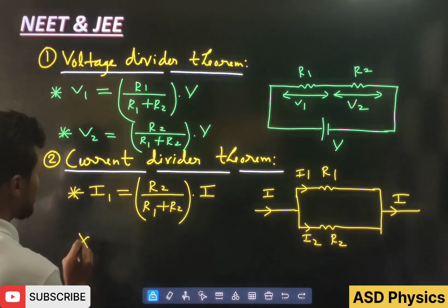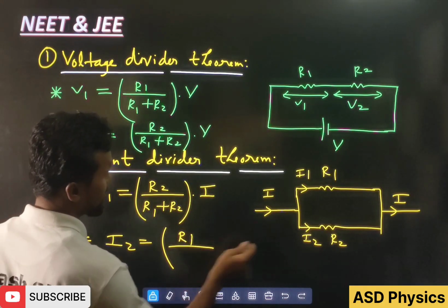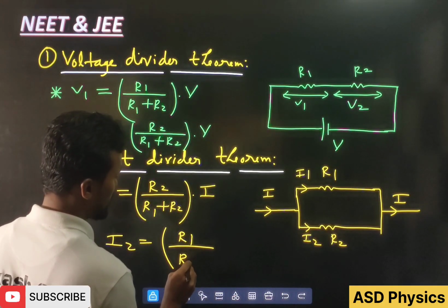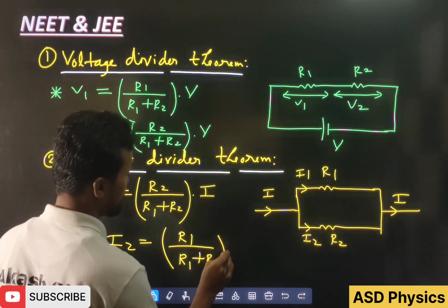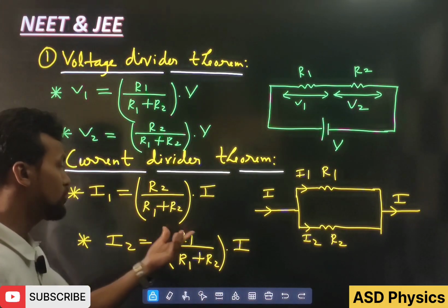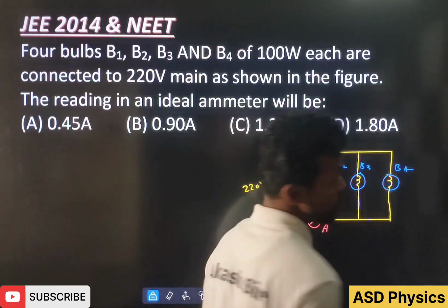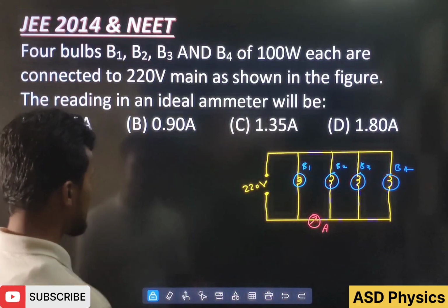Similarly, I2, the current in resistor R2, is given by R1 by R1 plus R2 into I. Make sure that I1 has R2 in the numerator and I2 has R1. That's why the current divider theorem sometimes becomes a little bit tough. Now we are going to solve some basic questions to understand all these things.